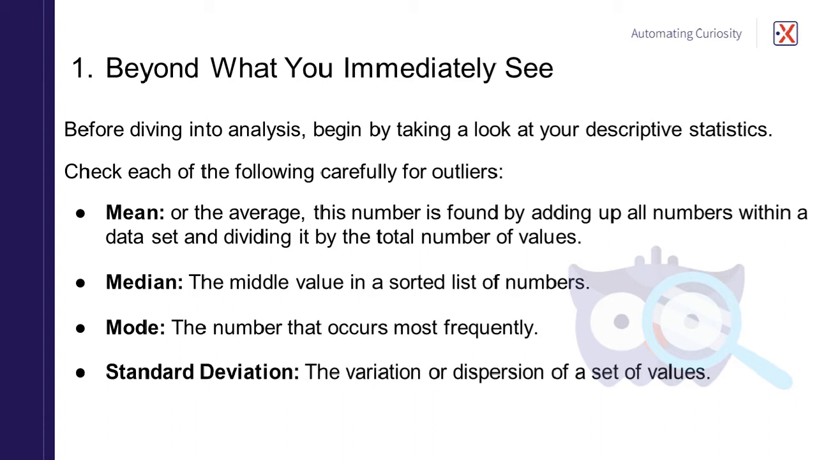One of the things we continuously encourage people to do is to look at things like medians, which tell you something about the middle value in the sorted list of numbers, looking at the mode that tells you about the number that occurred most frequently, and the standard deviation, which is the variation that you see within a set of values. Now, you ask, why is this important?